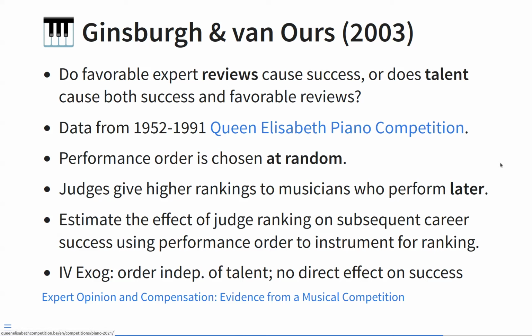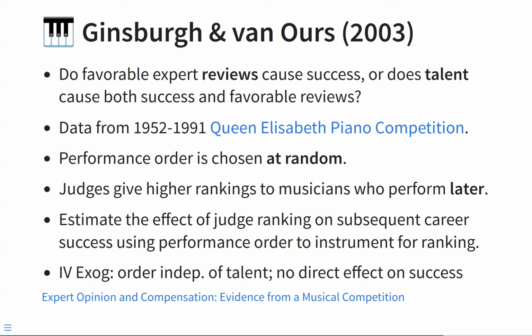And what's interesting about this piano competition is that the performers all appear in random order. And perhaps surprisingly, judges end up giving higher rankings to musicians who perform later in the performance order. So the first stage here is that we really are randomly assigning performers to who goes first, second, third, fourth, fifth, and so on. But somehow that randomly chosen order actually affects the rankings that judges give.